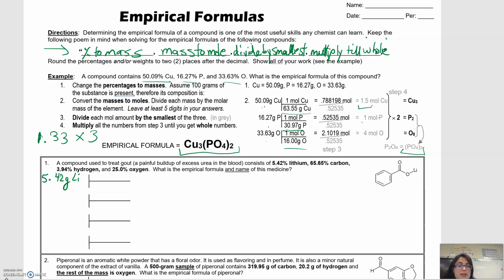If it says lithium, then you're going to put down lithium, because in an ionic formula, your metal comes first, okay? So the next one is 65.65 grams carbon, and then 3.94 gram hydrogen. And I like to set them up all together, oxygen. And then you need to convert it into the molar mass, okay? All right, so notice I'm not doing O2.